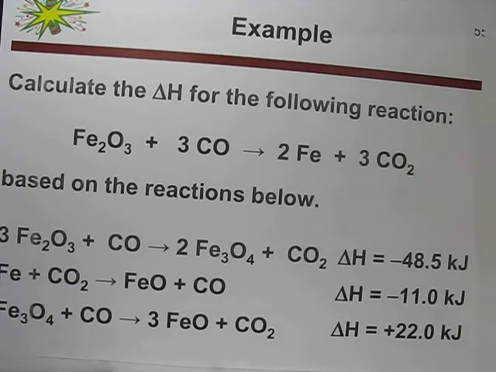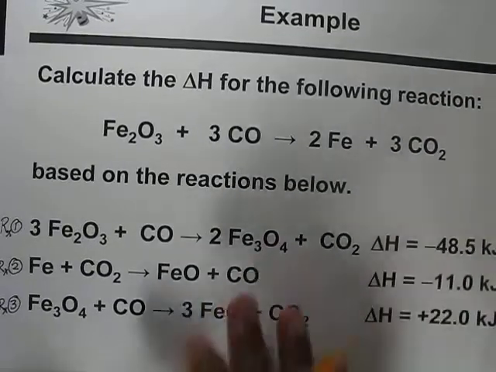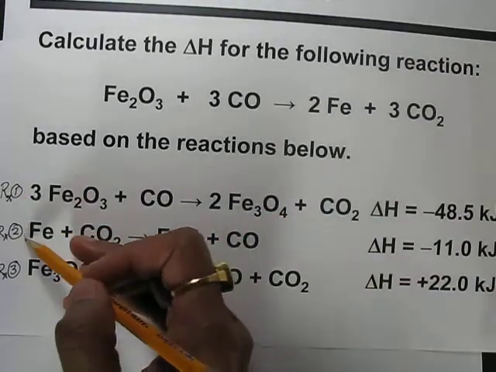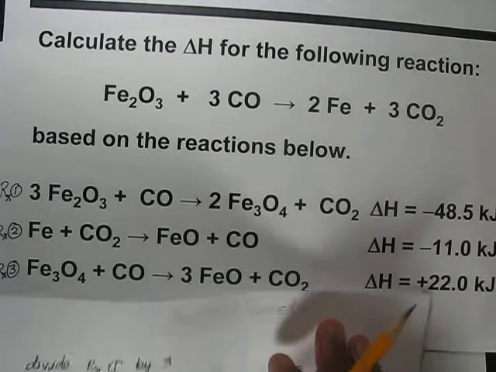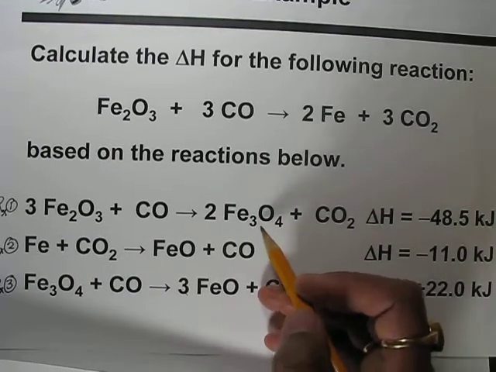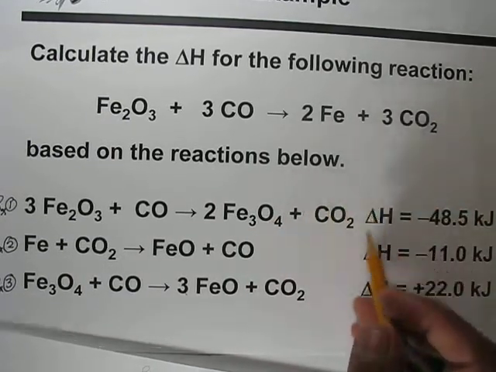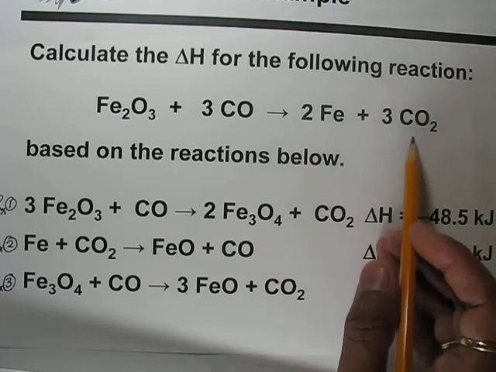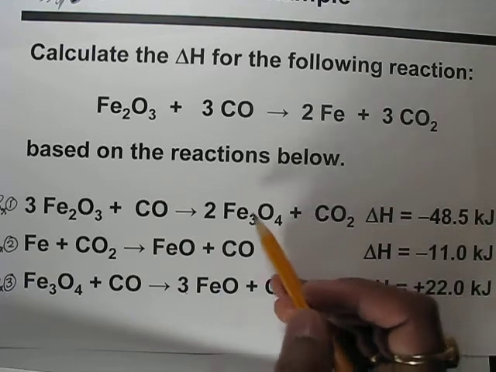Once again, the same way. I will give each reaction number 1, 2, 3, and then we can figure out what we have to do. So you can see the 3 carbon dioxide gas on the product side, and this has 1 carbon dioxide gas on the product side.